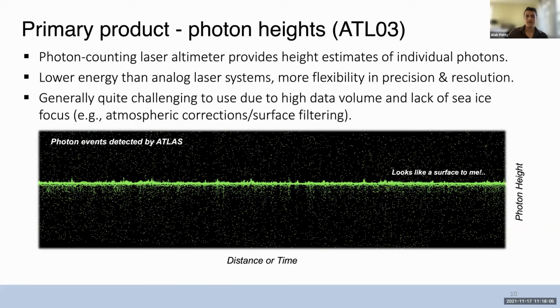The primary product from ICESat-2 is ATL03. So some of you here, I'm sure, are familiar with ATL03. It's a bit of a beast of a data set, which you guys have had to host and share with the community. I'm sure it takes up a lot of server space. Why it's so big is it's the geolocation of every single photon detected by ICESat-2, or ATLAS.